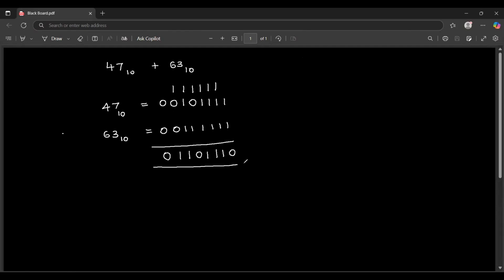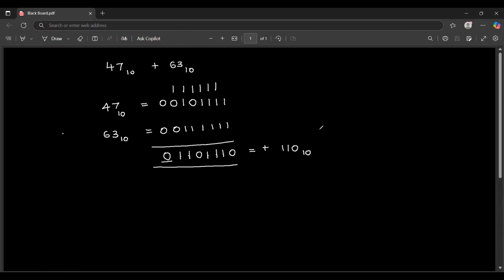So what is the final answer? The final answer is 0, 1, 1, 0, 1, 1, 1, 0. So what does this number actually represent? Since the first bit is 0, the answer is positive. And this is 64, 96, 104, 108, 110. So 110 to the base 10.